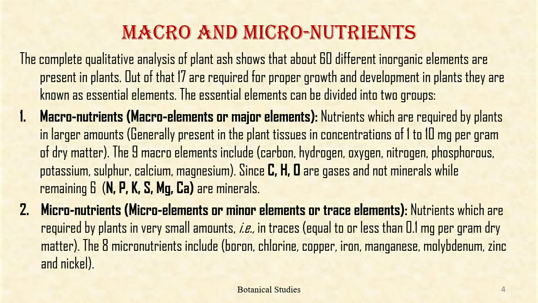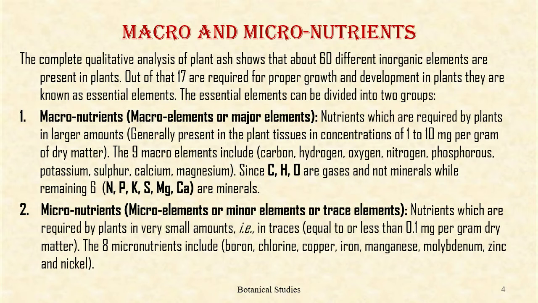Macro and micronutrients. The complete qualitative analysis of plant ash shows that about 60 different inorganic elements are present in plants. Out of that, 17 are required for proper growth and development in plants. They are known as essential elements. The essential elements can be divided into two groups. First, macronutrients, also called macro elements or major elements.